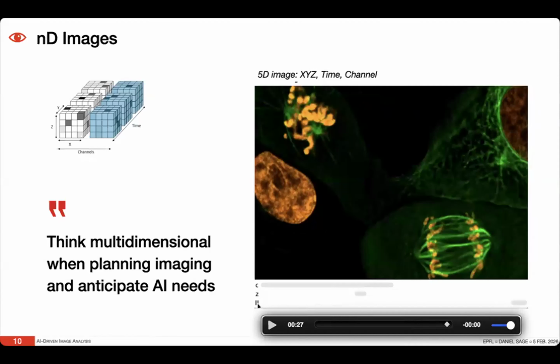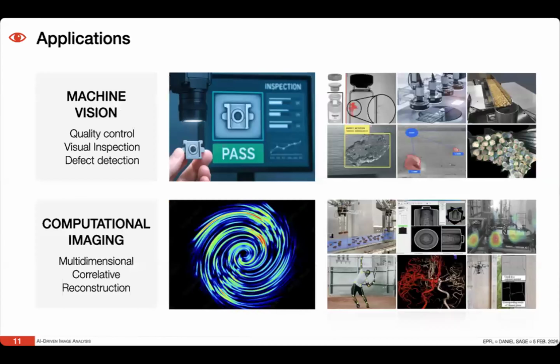We really have to think about multidimensional information when we are planning imaging, in a way that we can anticipate AI needs. That's pretty impressive.